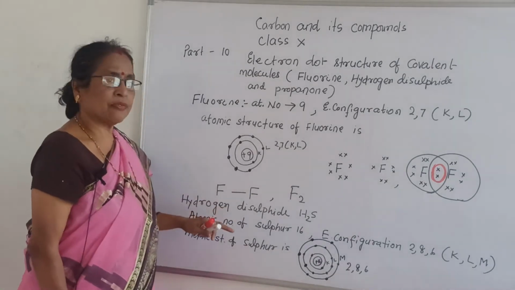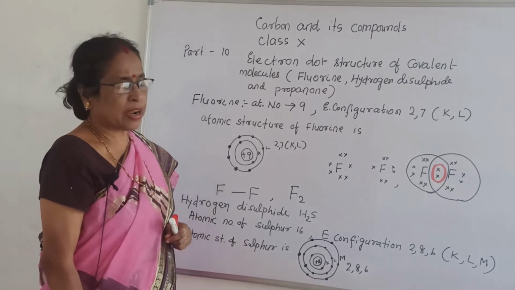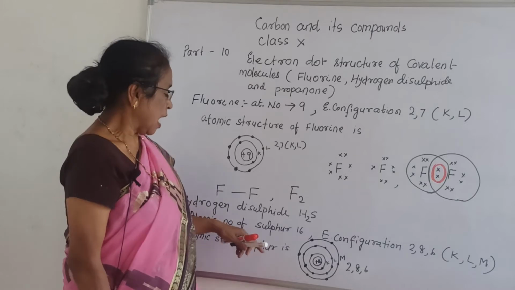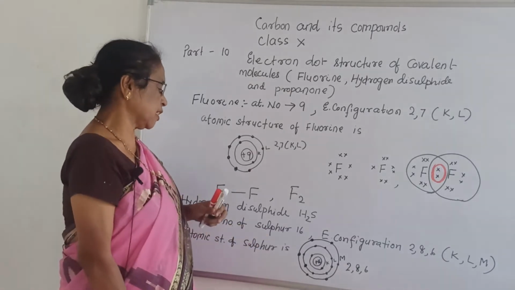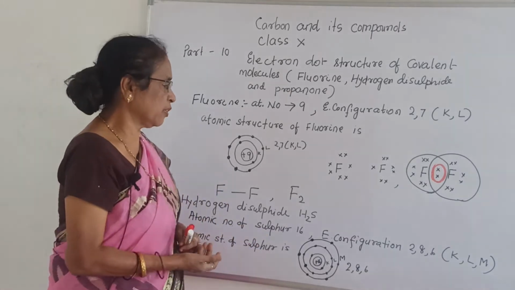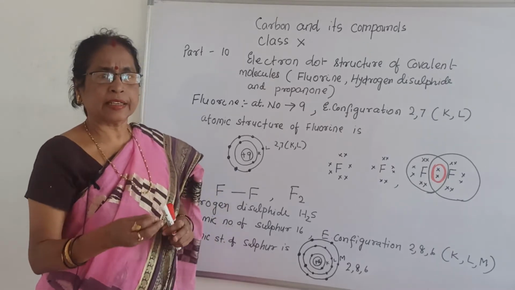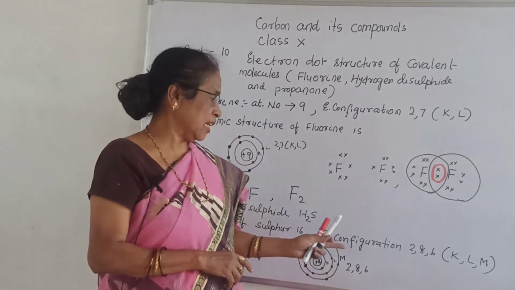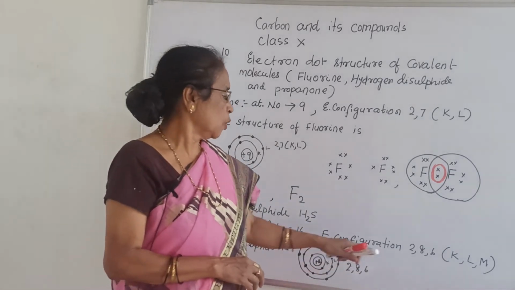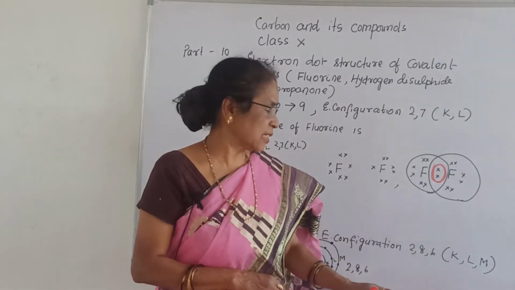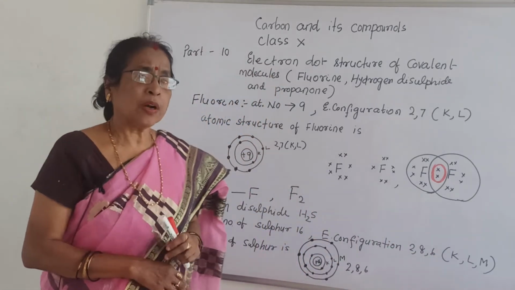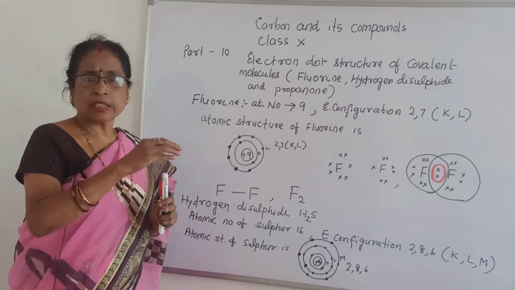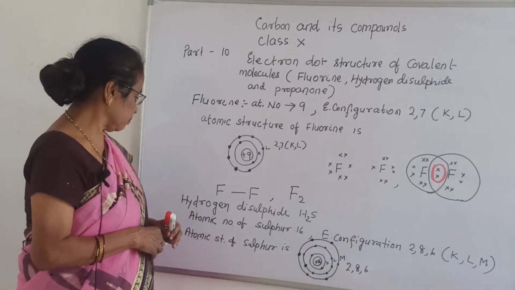Now hydrogen sulfide. What is the formula of hydrogen sulfide? H2S. Now the atomic number of sulfur is 16. What is the electronic configuration? 2, 8, 6. 2 means K cell, 8 means L cell, 6 means M cell. What does it mean? That means the outer cell contains 6 electrons.